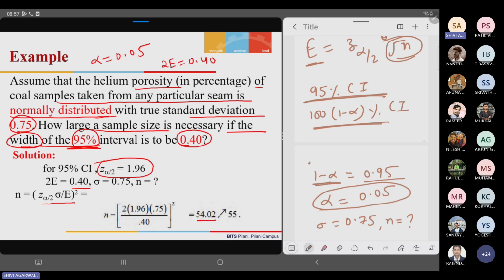So now we have to go more than this. Okay, so that's why n should be 55 if the width is required as 2 times 0.40. Because sigma is not known and sigma is known, that is the problem actually, Mr. Arjun. So that's why we can't use the same formula.